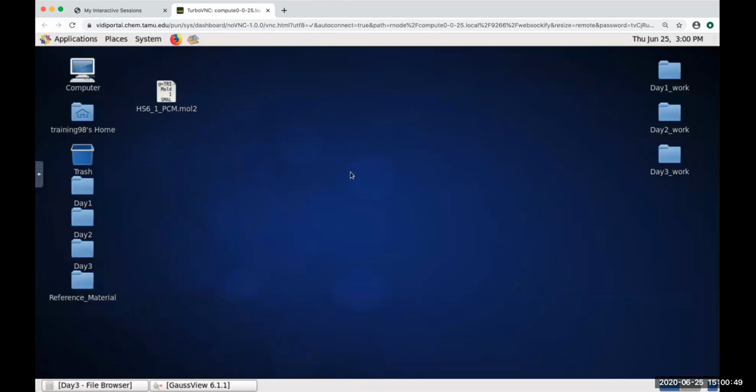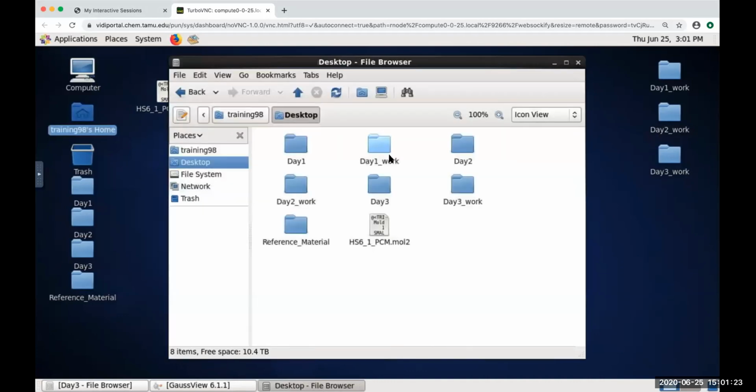Okay, let's go ahead and get started with the last hands-on session. If you haven't done so already, please log into your video portal. After you get logged in and you open up your desktop, you should see a new file available. If you do not see that new file, go to your desktop and refresh it, and then it should show up.